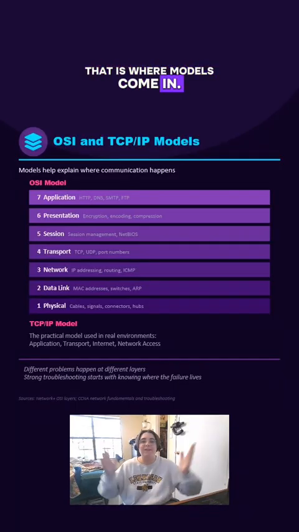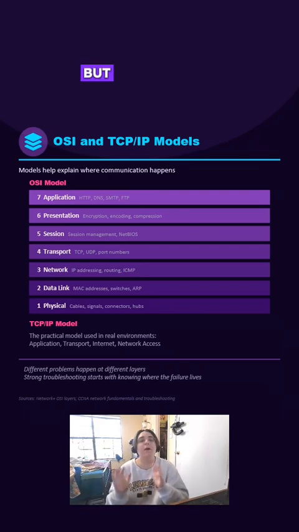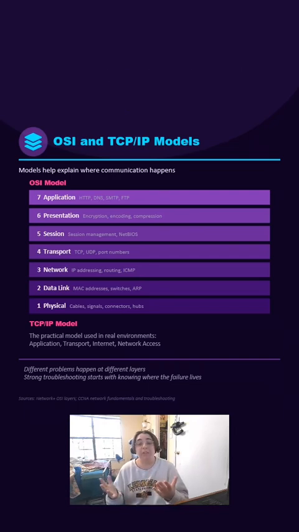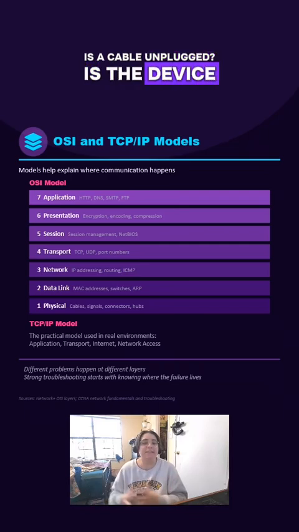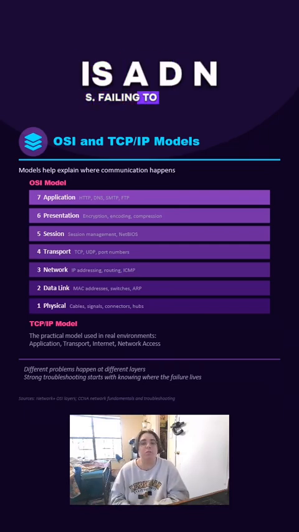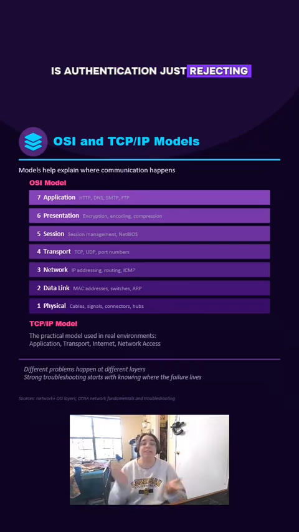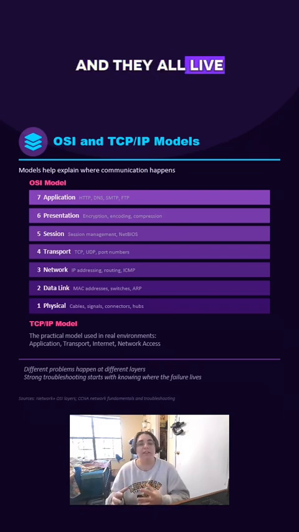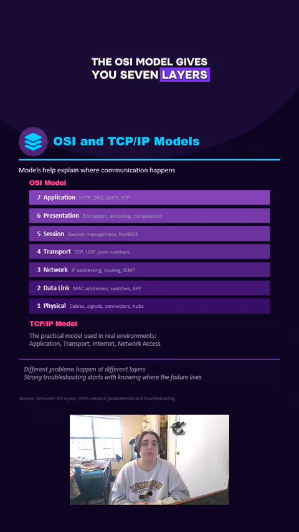That is where models come in, right? And I know models sound like the most textbook part of networking, but they exist to solve a real problem. When something breaks, you need a way to narrow down where. Think about it. A user calls in and says, the internet is down. Okay, but what does that actually mean? Is a cable unplugged? Is the device not getting an address? Is DNS failing to resolve? Is a firewall blocking the traffic? Is authentication just rejecting the session? Those are all completely different problems with completely different fixes, and they all live at completely different points in the process. The OSI model gives you 7 layers to organize that thinking.